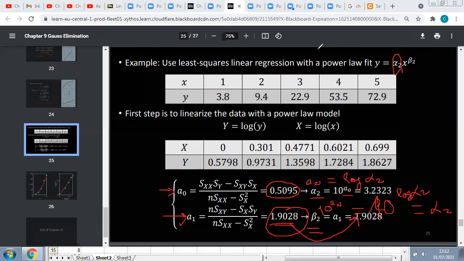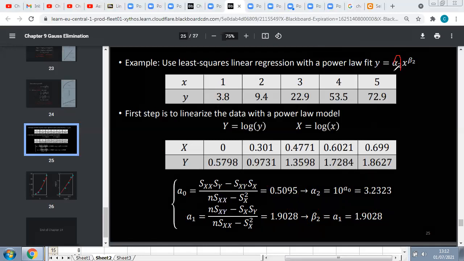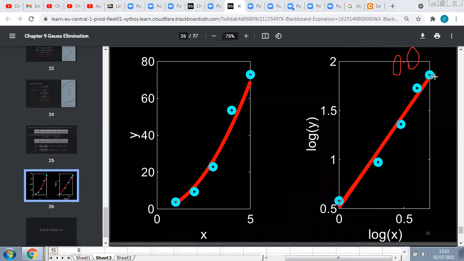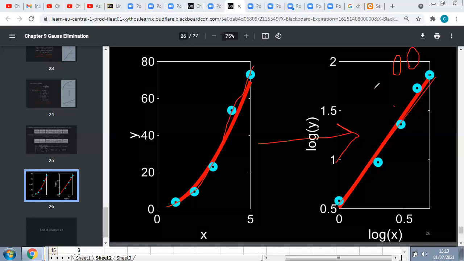And now I completely defined my power law fit, because for my power law fit, I have two coefficients, alpha 2 and beta 2. And then I can verify this by doing a graphical representation. So this is here the log representation. As you can see, log y as a function of log x is a linear curve, while y as a function of x is a power law curve. And instead of having complexity and computation to find the fitting law here, I just did a linearization of my system. So I found the coefficients for the linear fit, and then I deduced the coefficients for the power law fit.